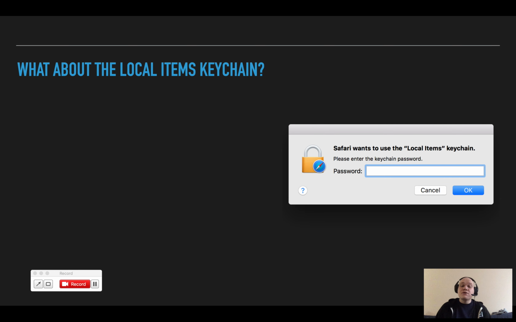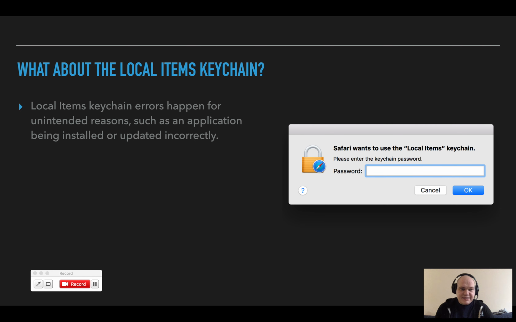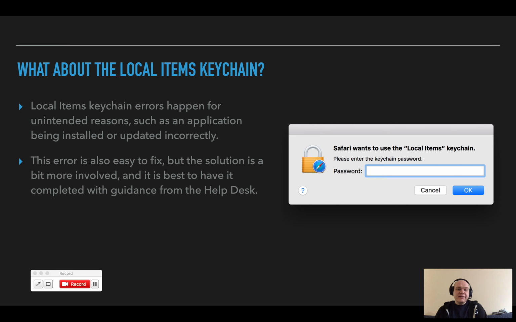So what if you get the local items keychain one? It doesn't come up anywhere near as often because remember, it's not for stuff that we do, it's for stuff that the computer needs to know. So the local items keychain errors happen for unintended reasons. It's not something that you did, like an application installed or updated incorrectly. The error is very easy to fix, but it takes a little bit more effort to fix it, and it's best to have it completed with guidance from the help desk.